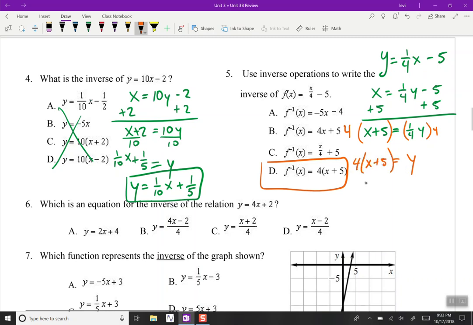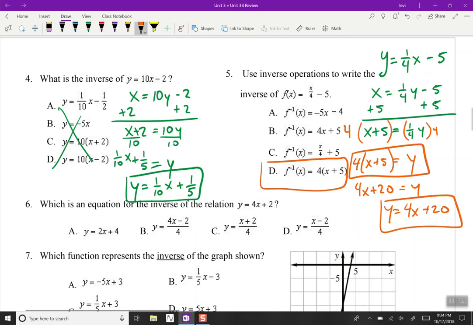That's also 4x plus 20. And we could always rewrite it, y equals 4x plus 20, or f negative 1 of x, or the f inverse of x. So that's a correct answer. That's the same answer there. They mean the same thing.